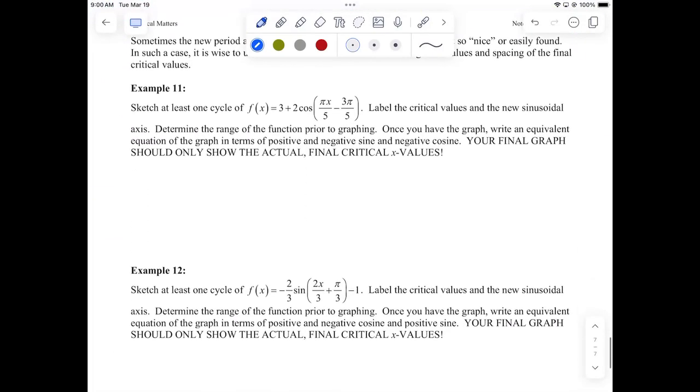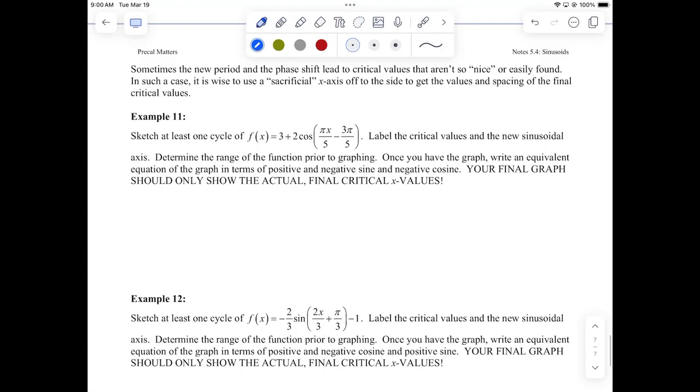All right. So here, let's go to example 11. We're sketching sinusoids, and up to now we've had phase shifts, which remember are horizontal shifts, that have been relatively easy. We basically picked up the graphs and we moved them left or right and set them right back down in the existing critical values. Now we're not going to do that. So now, as long as you're fine with making a sacrificial or a rough draft x-axis, you'll be fine, okay?